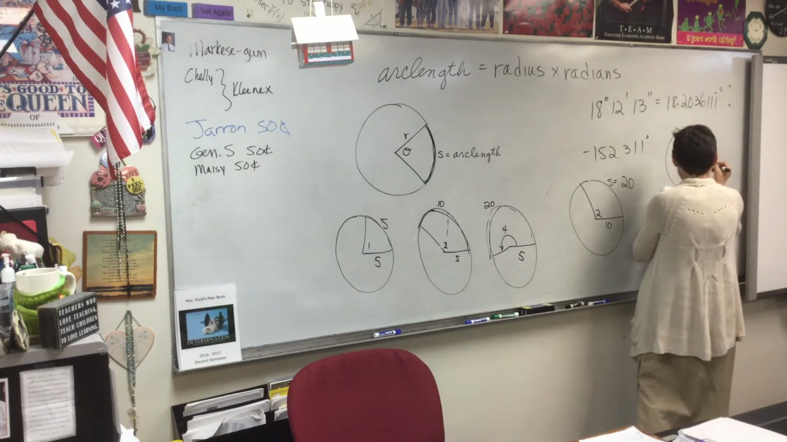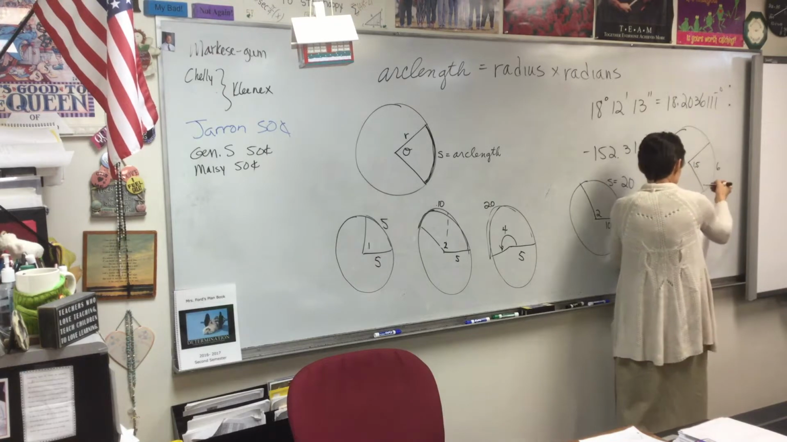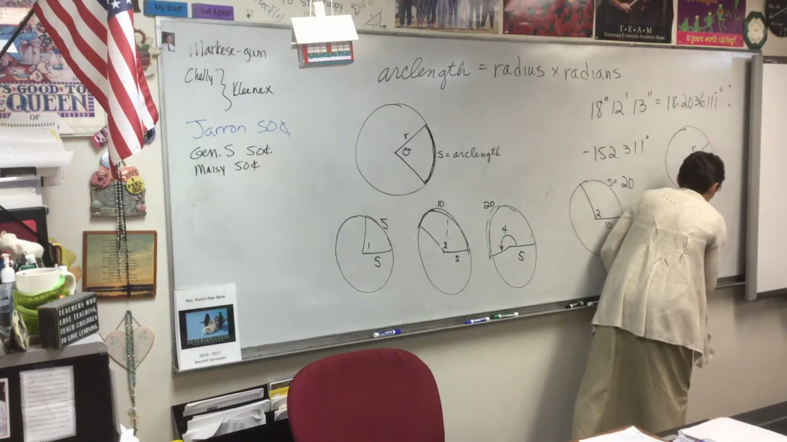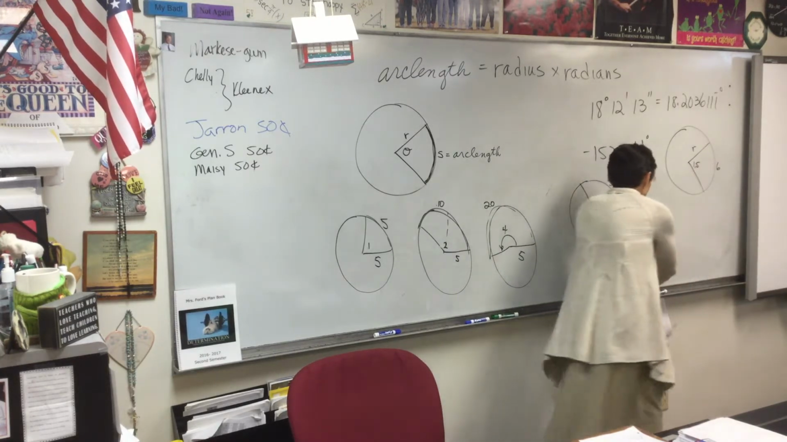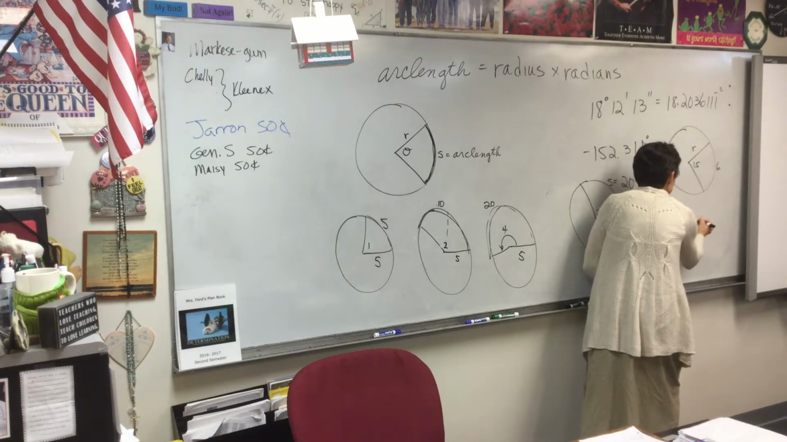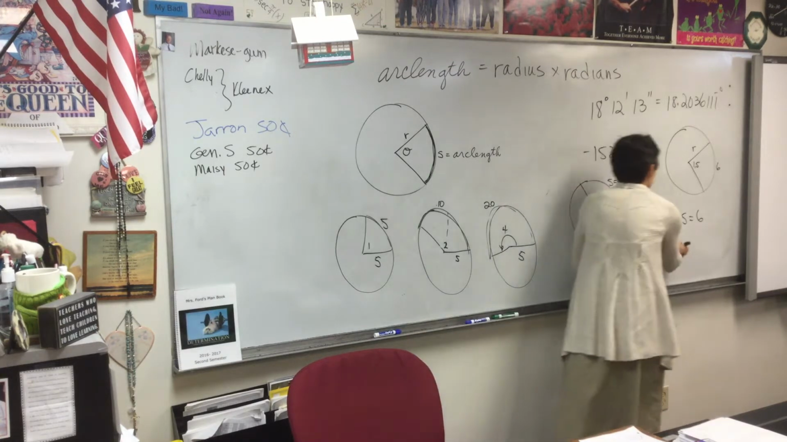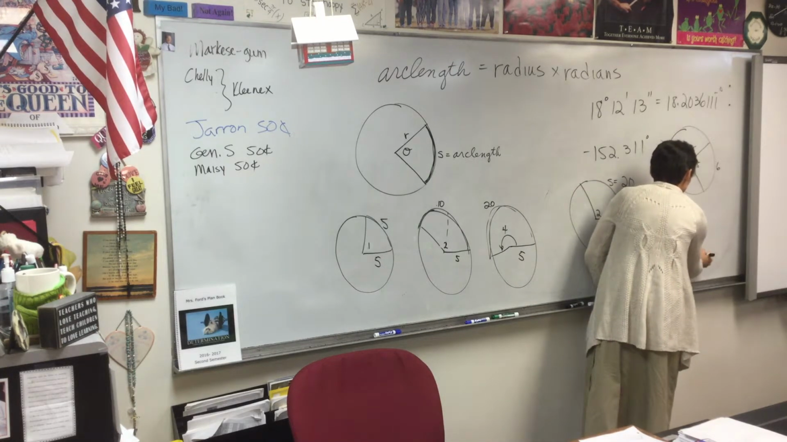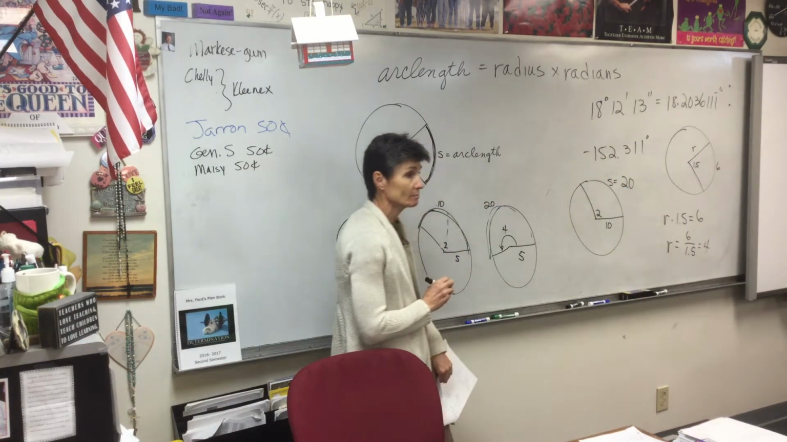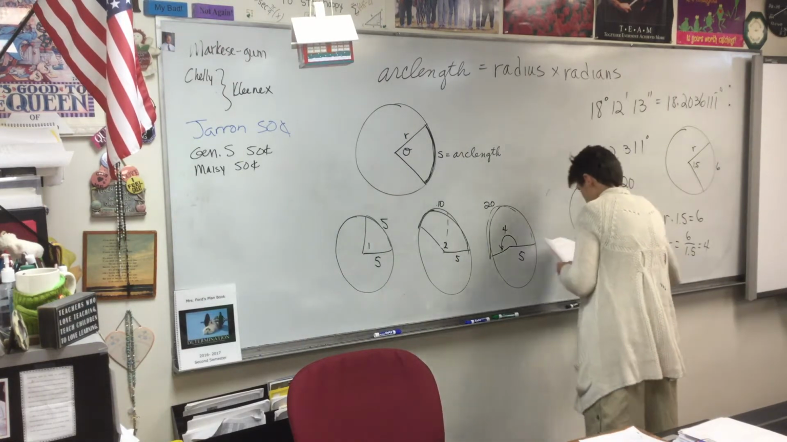So, B. 1.5 R equals 6. Watch it now, the arc length is 6, and now we want to know the radius. Radius times radians equals arc length, so you divide. The radius equals 6 divided by 1.5, which is 4. So we can't use a calculator for that part? This will probably be no calculator.